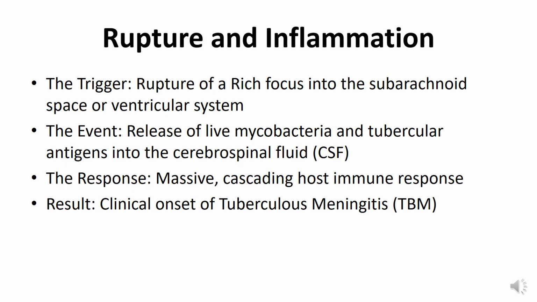In summary, tuberculous meningitis typically begins when a dormant rich focus ruptures into the subarachnoid space or ventricular system. This releases live mycobacteria and tubercular antigens into the cerebrospinal fluid, triggering a powerful immune response. The resulting inflammation leads to the clinical onset of tuberculous meningitis and many of its serious neurological complications.